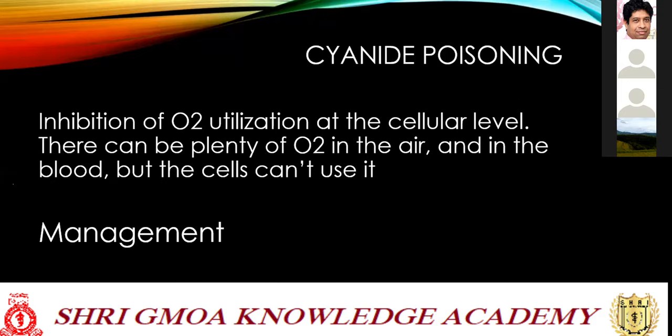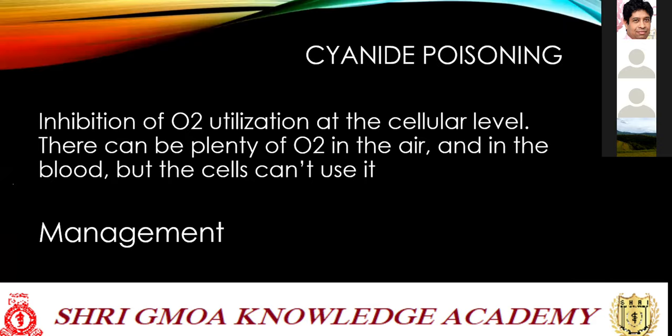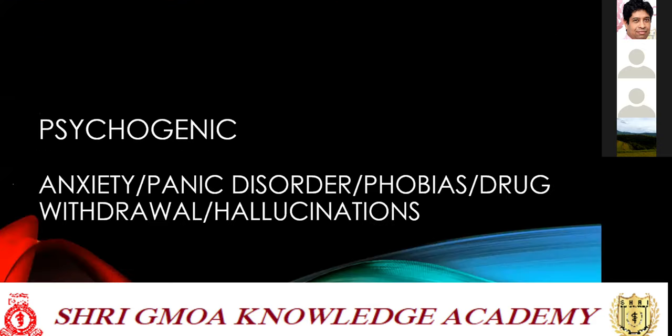The next poison is cyanide poisoning. There is inhibition of oxygen utilization at the cellular level. Even though you have plenty of oxygen in the air and in the blood, the cell can't utilize that oxygen because of cyanide poisoning. Management-wise, it's a time-critical situation, so most of the time the patient will die. Even after presentation, it's really difficult to cure the patient.